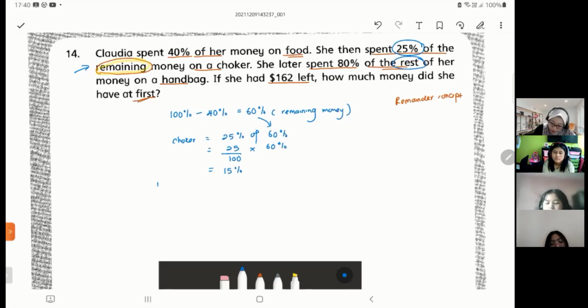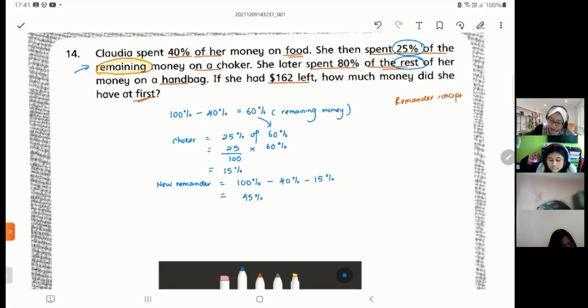She later spent 80% of the rest of the money on the handbag. So now I want to find my new remainder. Which is 100%, my total. Take away 40%, my food. Take away 15%, my choker. And I'm going to get 45% is my new remainder.